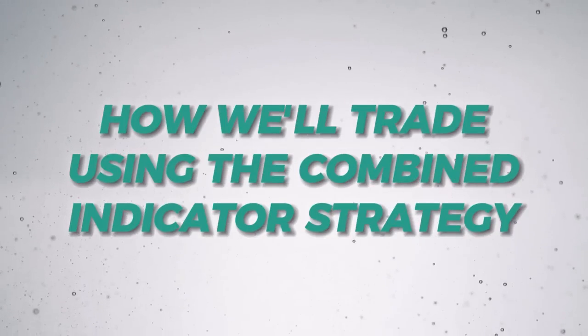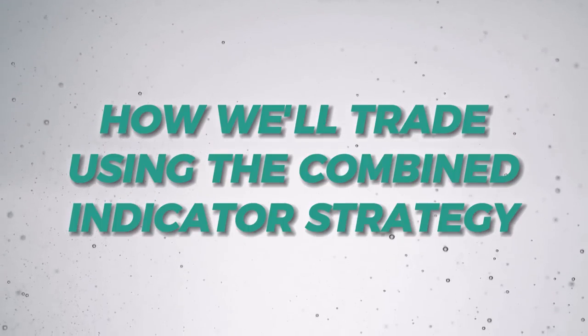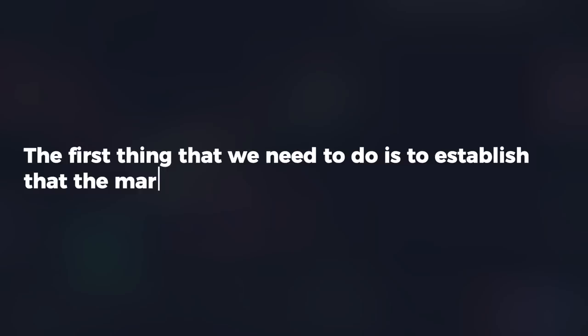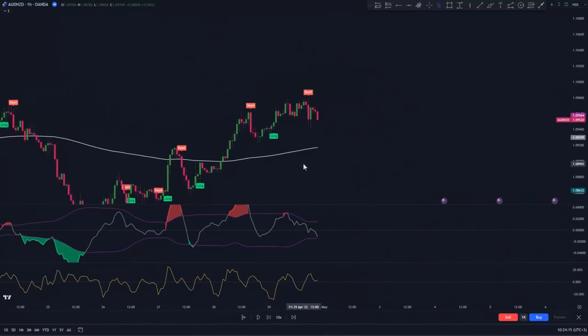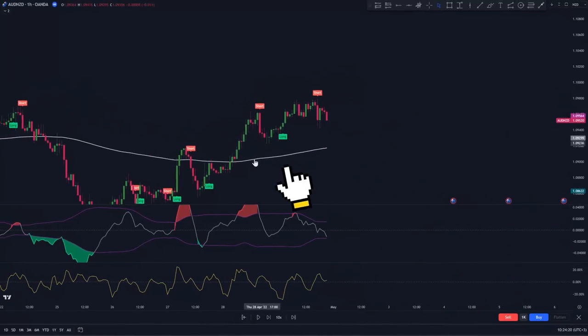Now, to trade using this combined indicator strategy, here is how we're gonna do it. For a long trade, the first thing that we need to do is to establish that the market is in a bullish trend. To do that, we just make sure that this 200 period EMA is angled upwards like this, and the price is trading above it.